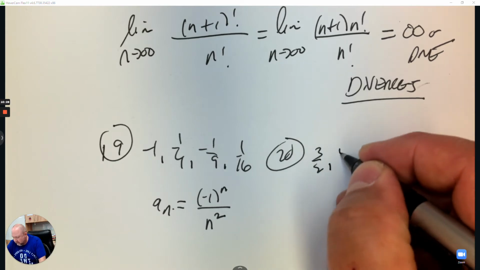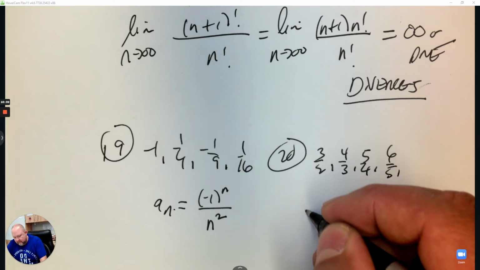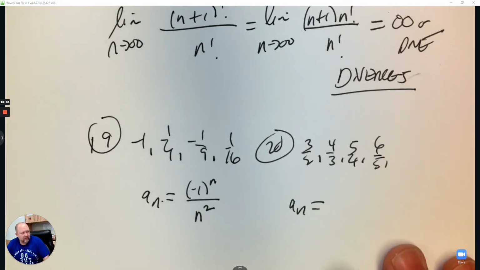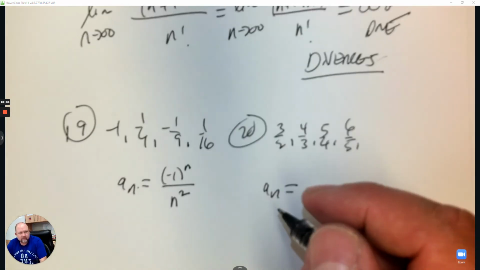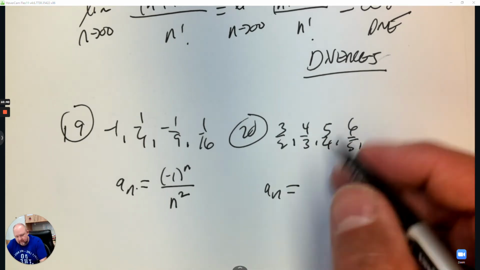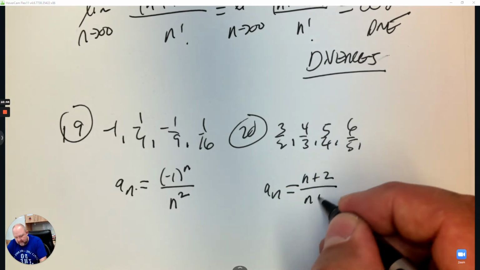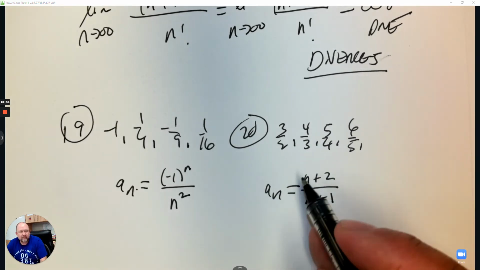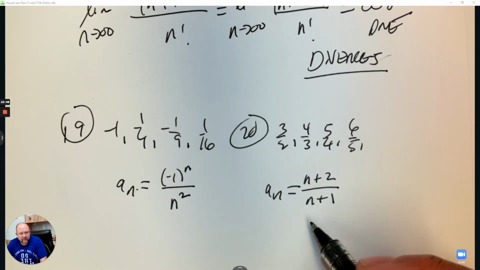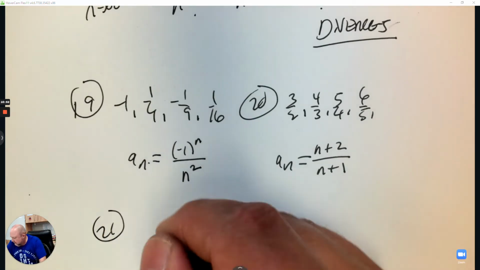3 over 2, 4 over 3, 5 over 4, 6 over 5. What's a pattern that we could use here? So if I look here, if I plug in 1, I'd have to add 2. If I plug in 1, I'd have to add 1. So as I plug in and go up, it's n plus 2 over n plus 1. So it matches. 21.